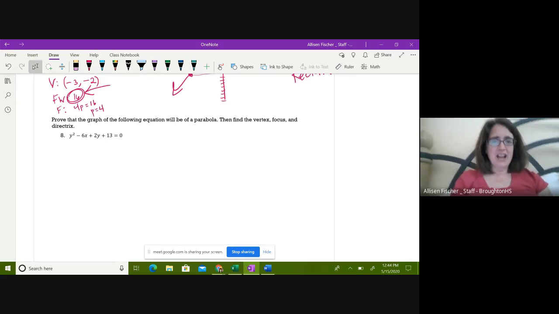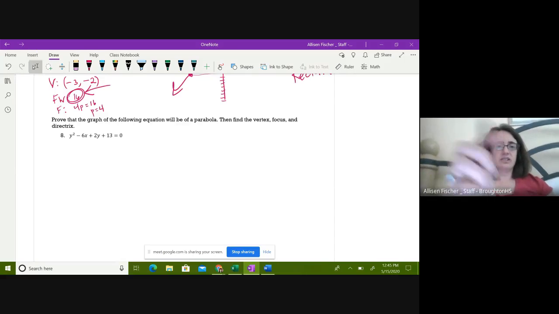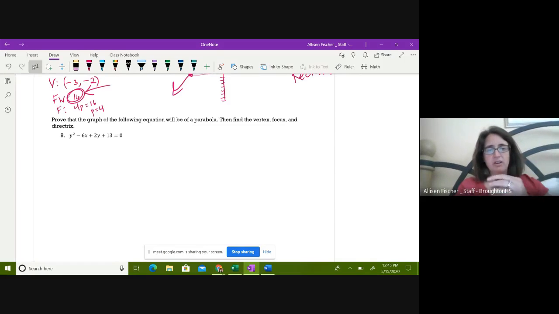Prove that the graph of the following equation will be of a parabola. And then find the vertex, focus, and the directrix. So they basically want to know, how do you know that this is going to be a parabola?